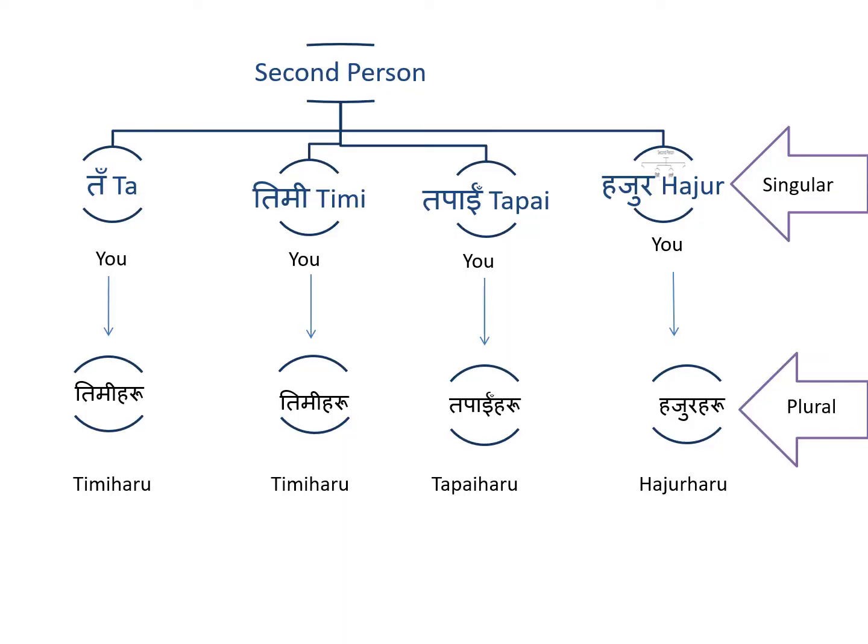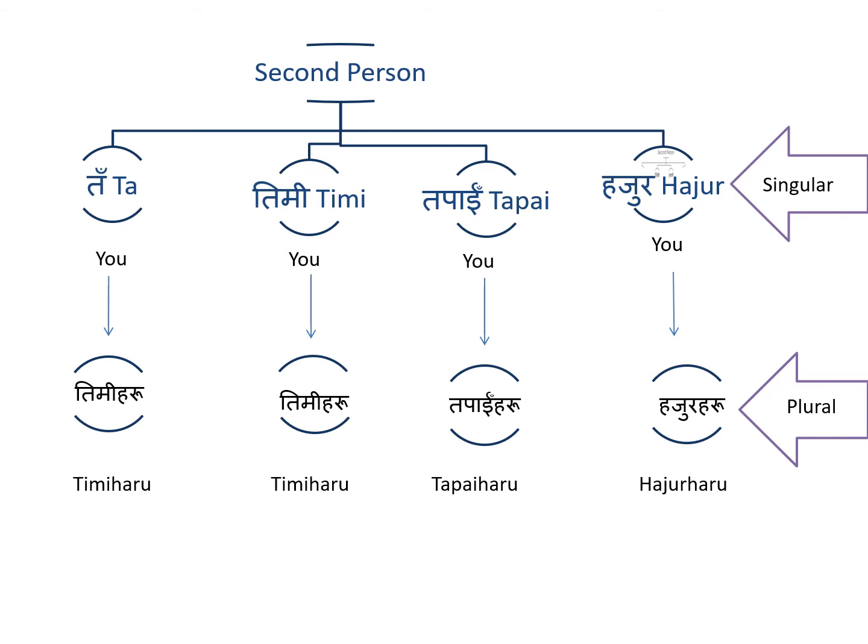There are various ways of using you in second person, as we have already talked about in the first video. So, ta is casual form. The plural form of ta is timiharu. Timi is a medium form. Plural form of timi is timiharu. Tapai is a respect form. Plural form of tapai is tapaiharu. Hazur is a higher respect form. And the plural form of hazur is hazurharu.